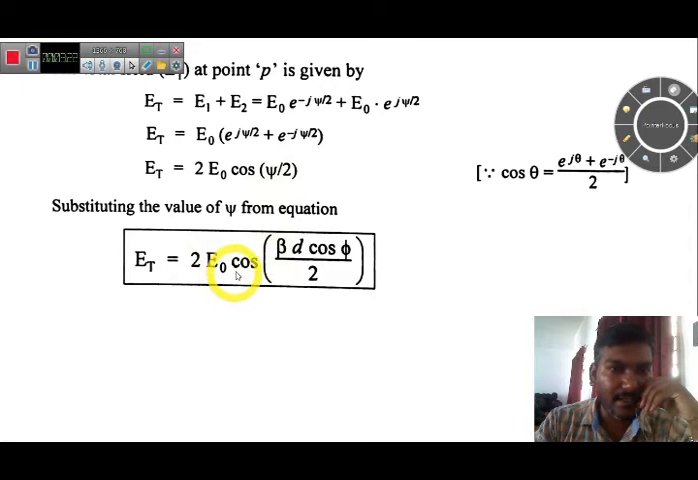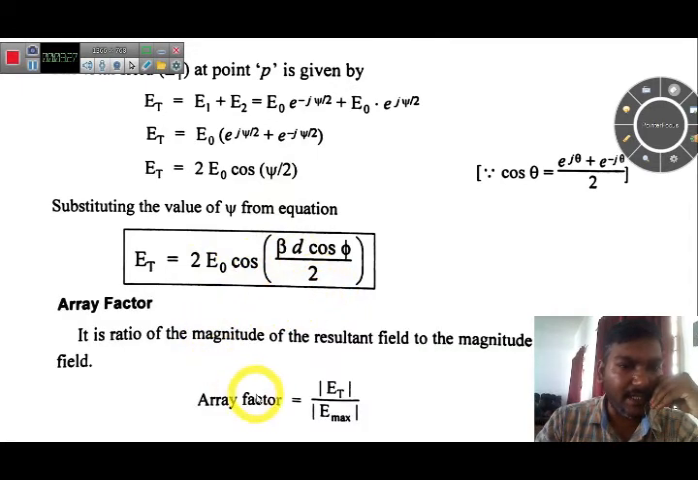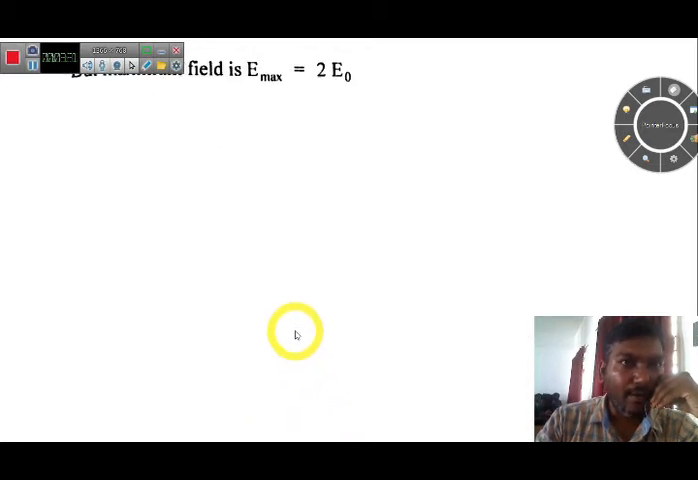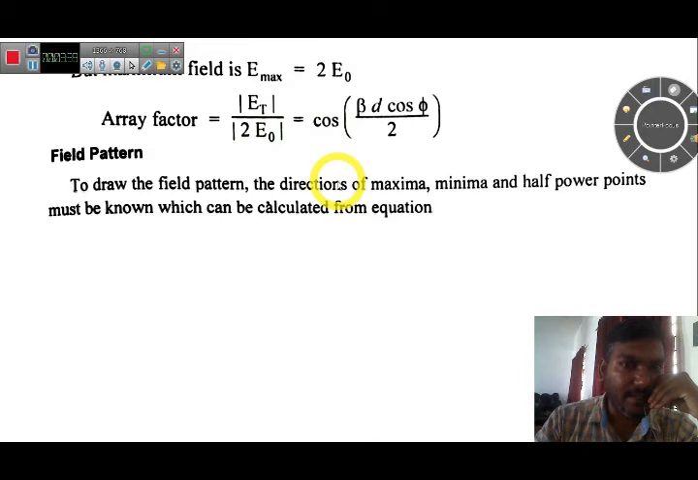E total is equal to 2 E0 cos of beta d cos phi by 2, and we can write the array factor. The array factor is E total divided by E max, and the maximum field E max is equal to 2 E0. So the array factor is cos of beta d cos phi divided by 2.